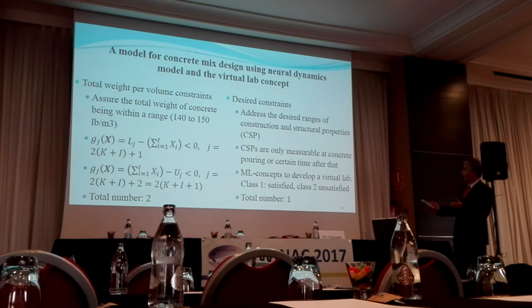And desired constraints address the desired ranges of construction and structural properties that you want. And here we use the machine learning concept to develop a virtual lab. Class 1 means you are achieving the desired properties. Class 2 means not achieving those desired properties.